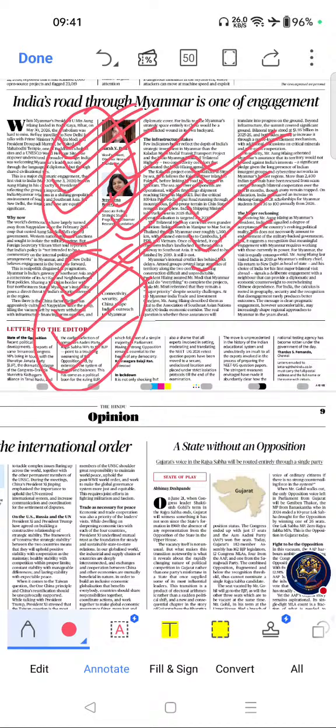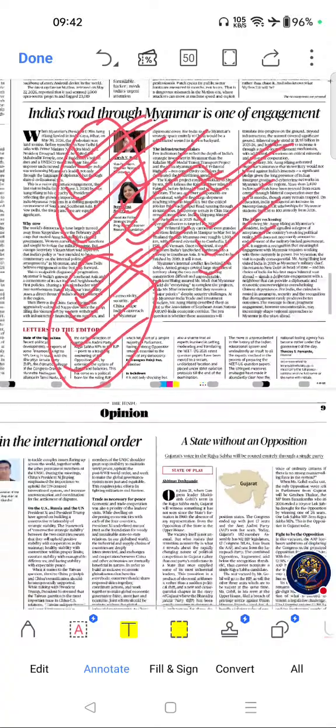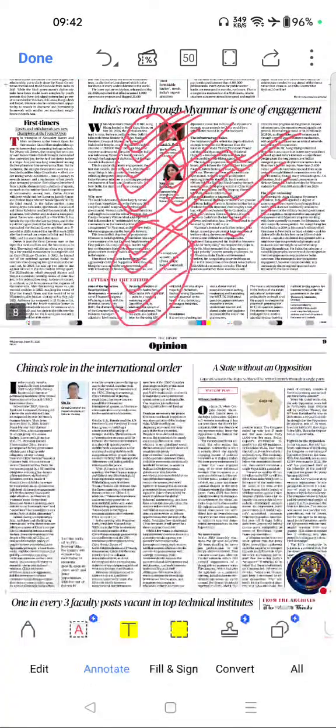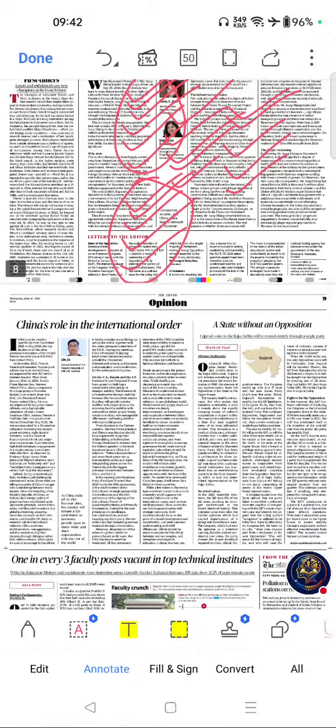Move on to next important article from this page. Yeah, these are the only important articles from this page. Next, move on to next page.